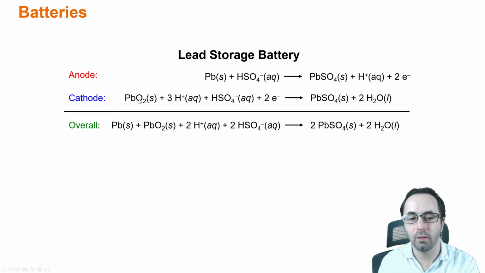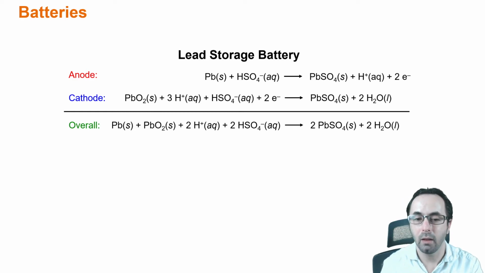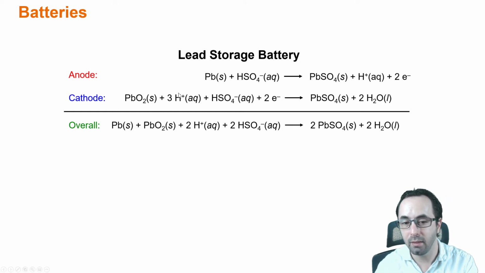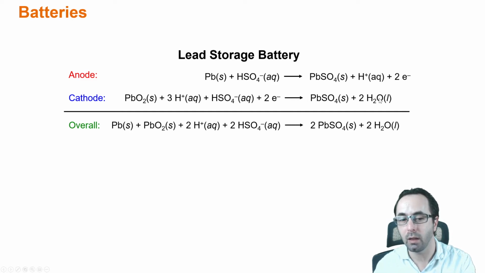And then on the cathode side, there's lead oxide solid, and this is reacting with acid that's in the battery. The battery acid is sulfuric acid, so there's H plus ions and bisulfate ions from the sulfuric acid. And then 2 electrons are gained, and this produces lead 2 sulfate and water. So the overall reaction is solid lead and lead 2 oxide reacts with acid and bisulfate ions to produce solid lead 2 sulfate and water.